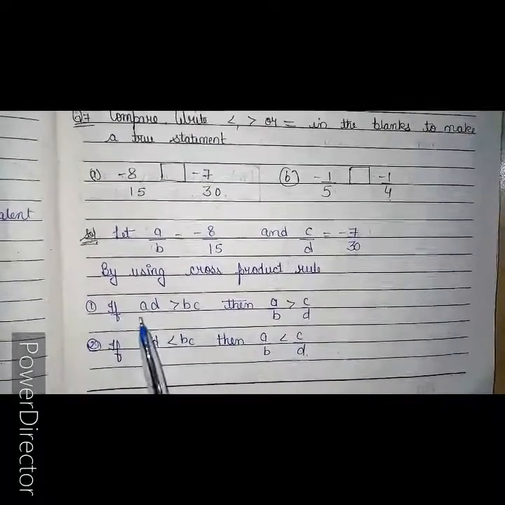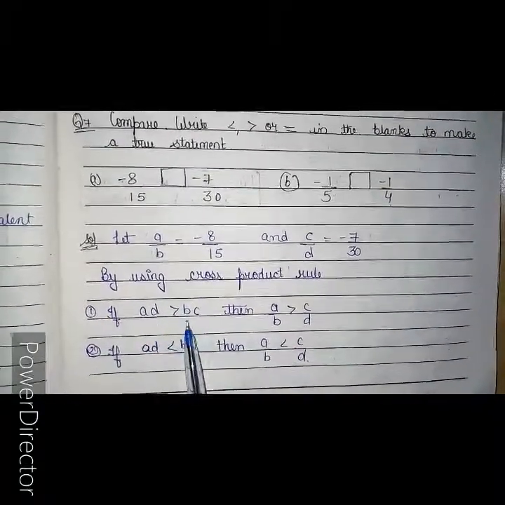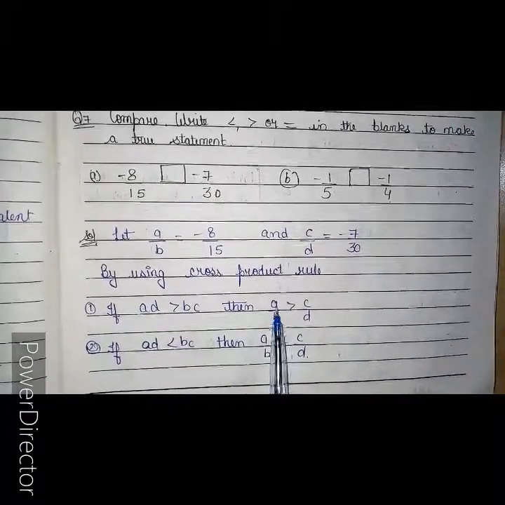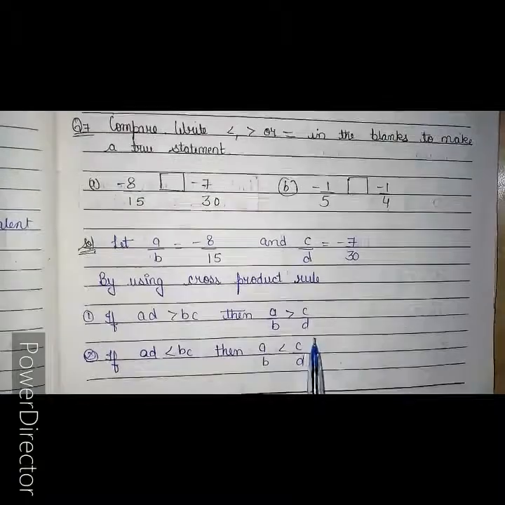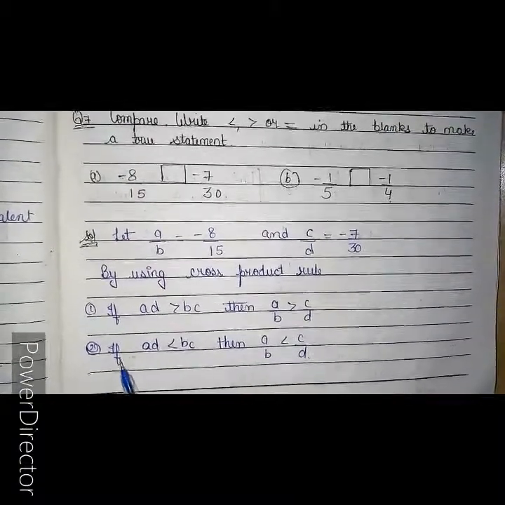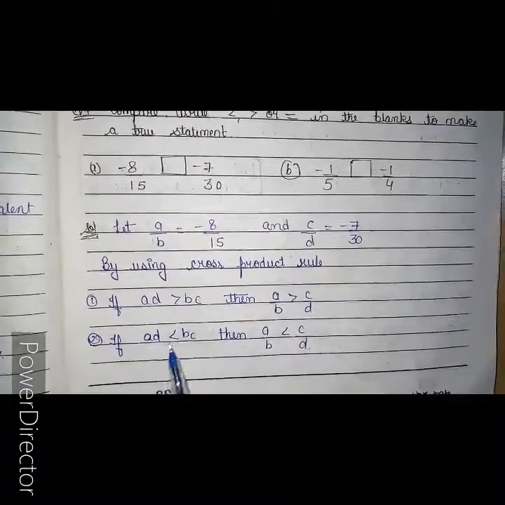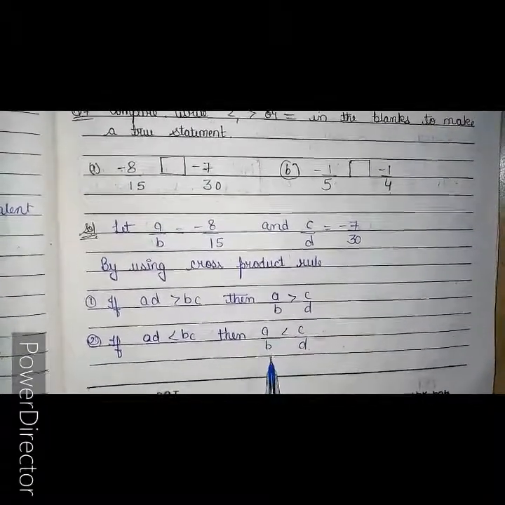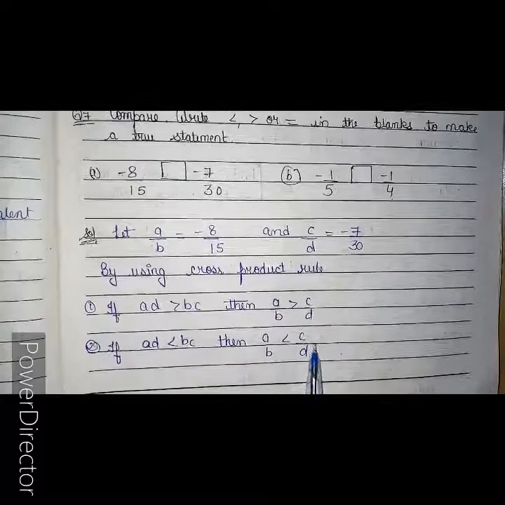Case 1: if the product of A multiplied by D is greater than the product of B multiplied by C, then the rational number A upon B is greater than C upon D. Case 2: if the product of AD is less than the product of BC, then the rational number A upon B is less than C upon D.